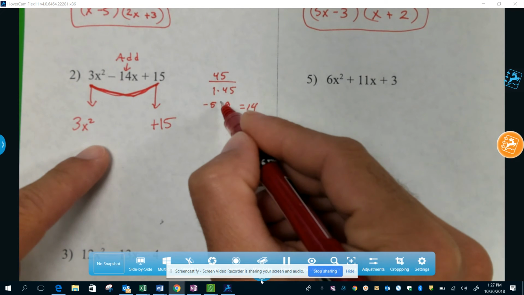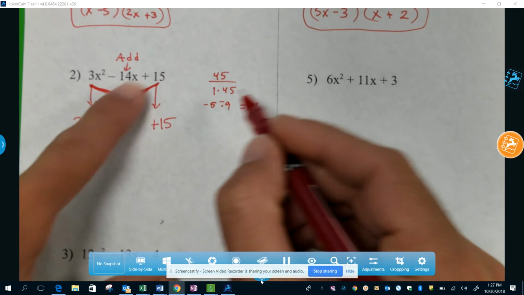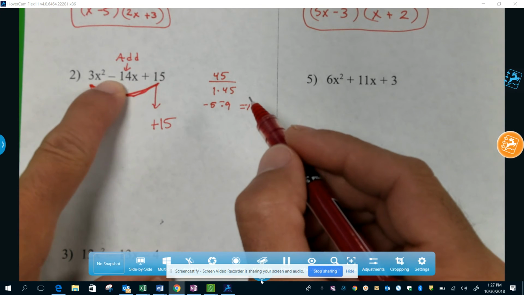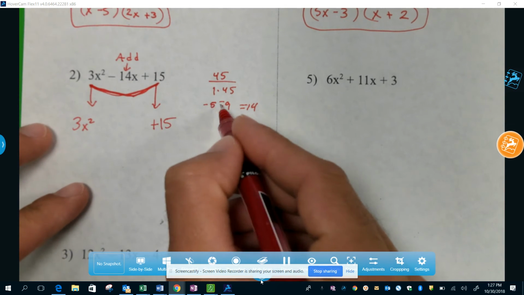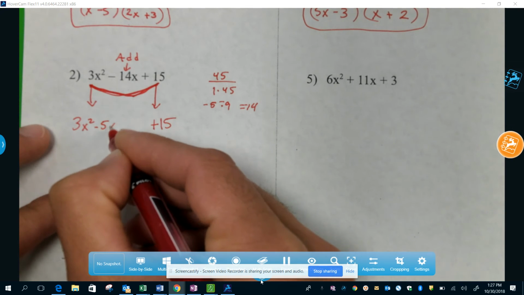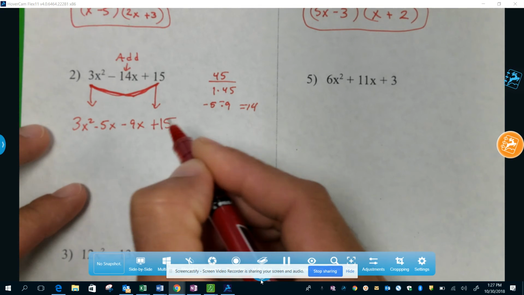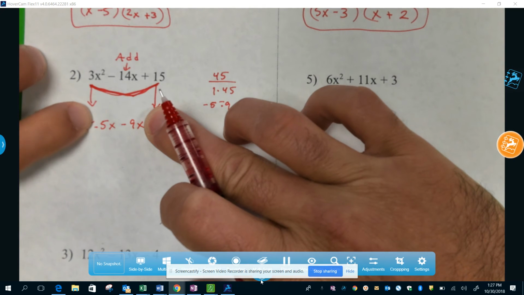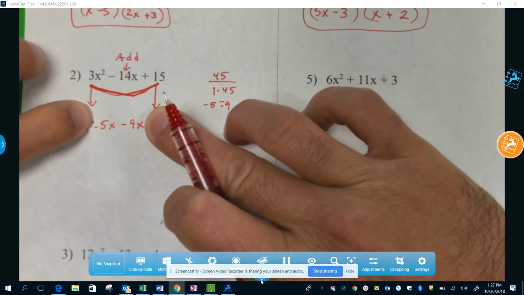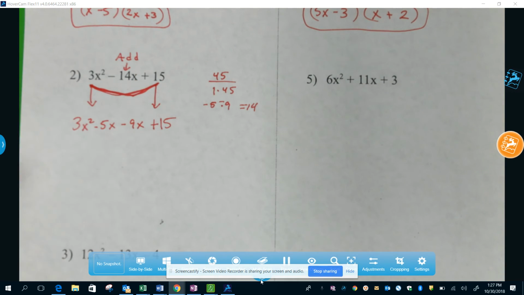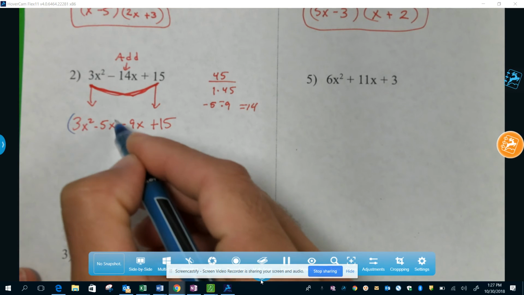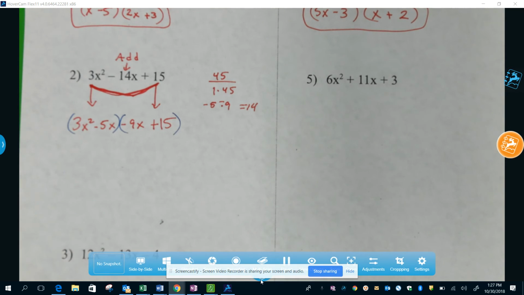So my signs are going to be negatives. All right, the signs are the same. They're both negatives. So I'm using negative 5 and negative 9. So negative 5x minus 9x. Again, if I combine those x terms, negative 5 minus 9, that gives me negative 14x's. Once I have all 4 terms, I can then group them, group the first 2 and the last 2.